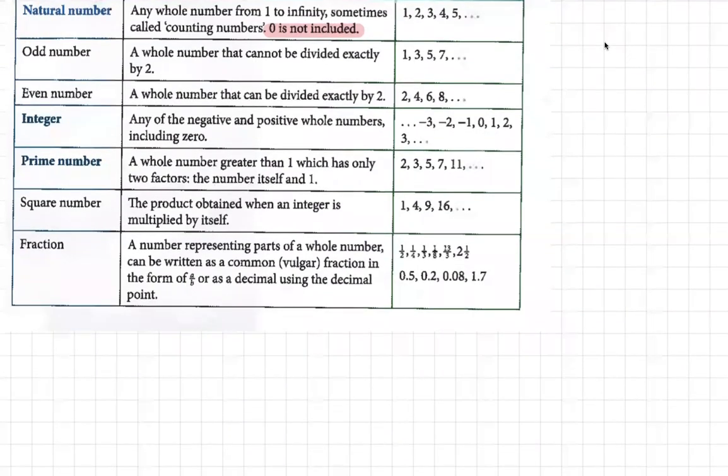Okay, prime numbers are numbers that have 2 factors. It must have 2 factors and must be divisible by the number itself and 1 only. That's it. The rest are not prime numbers. For example, the number 1 is not a prime number.